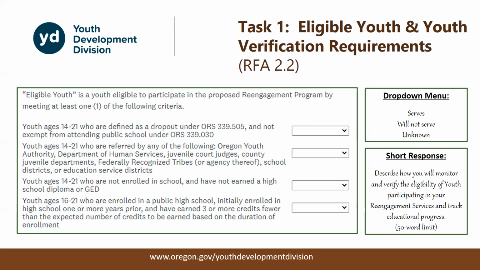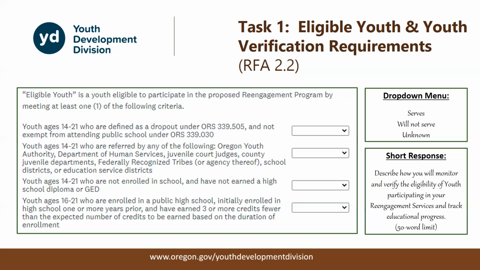You'll notice it's broken down into youth ages 14 to 21 who are defined as a dropout, youth ages 14 to 21 who are referred by a referring agency, which are listed on the screen, youth ages 14 to 21 who are not currently enrolled in school and have not earned a high school diploma. And that 4th category is youth ages 16 to 21 who are enrolled in public school, but are behind in credits. And you can see the definitions of what that looks like on that slide. But please do note the age difference of 16 to 21.